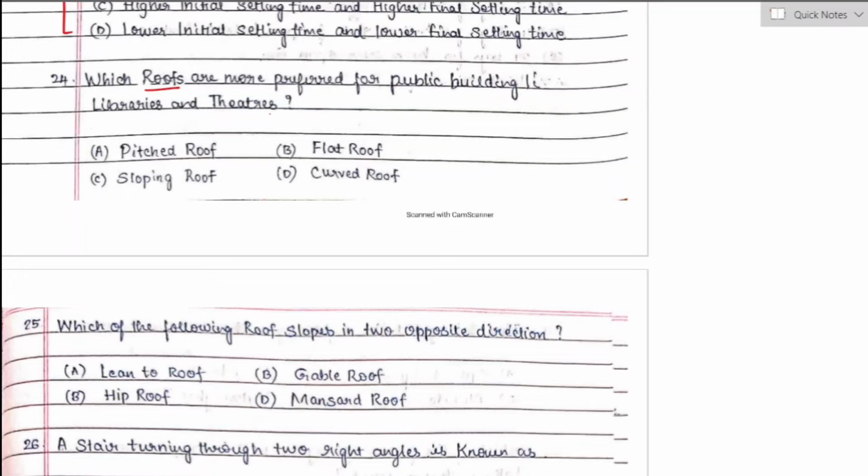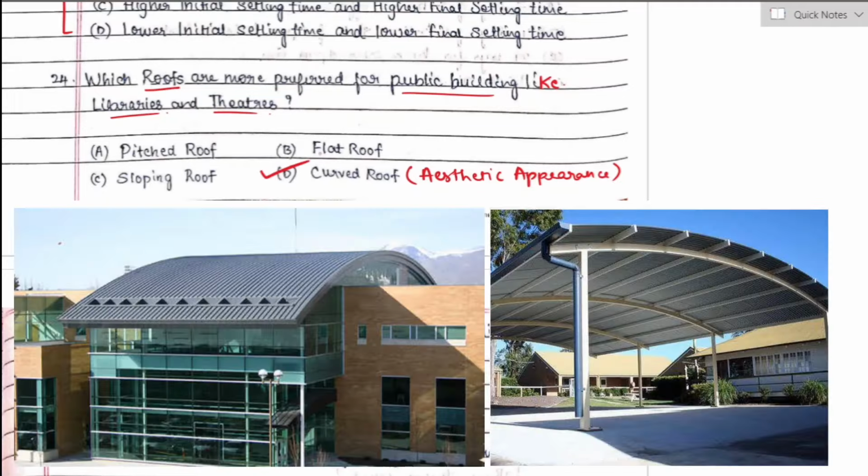Question number 24. Which type of roof is preferred for public buildings like libraries and theatres? For construction of libraries and theatres, the best roof adopted is curved roofs. The main purpose of adopting the curved roof is aesthetic appearance more than its durability. So the right answer will be option D. In the following figure, you can observe the type of curved roof where the slope provided gives a flat metal roof a distinct and modern appearance and promotes the architectural details. So the right answer will be option D.